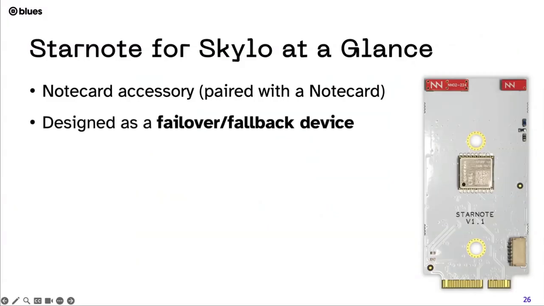That's because the Starnote was really designed around the idea of acting as a fallback or failover communication device, right? So you start with cellular, for instance, and then you fall back on satellite if you lose connectivity. You can use it as a primary radio, but it still needs a paired note card to function. And as we'll talk about, there are serious data limitations, especially around the cost of satellite data.